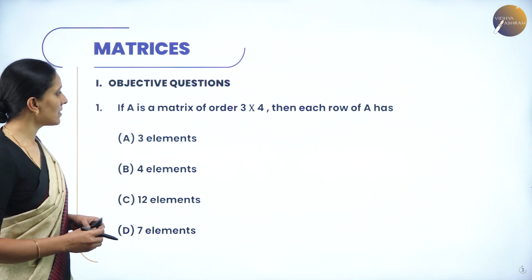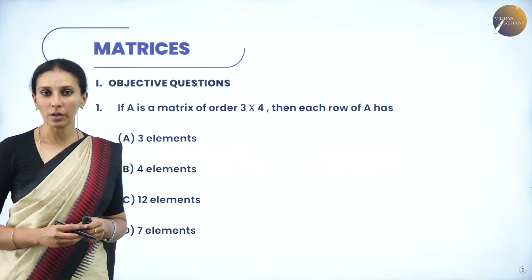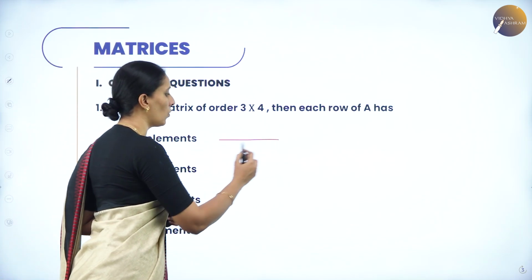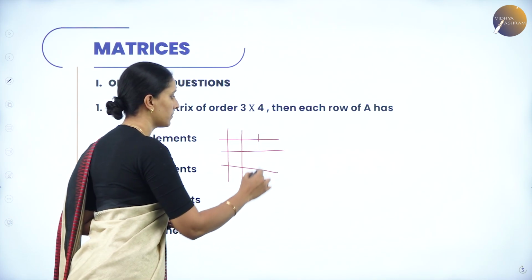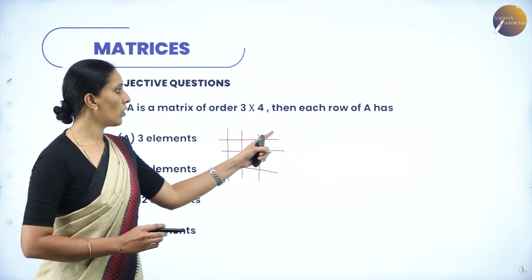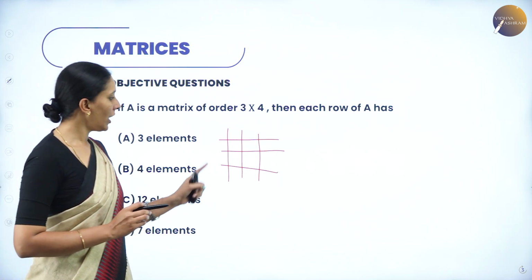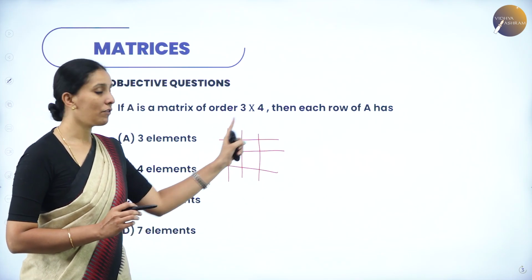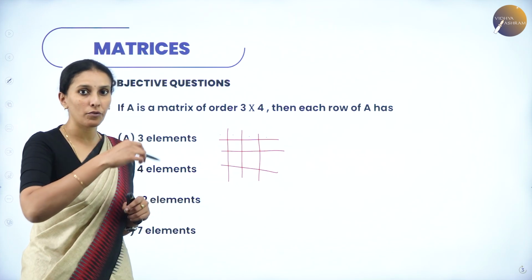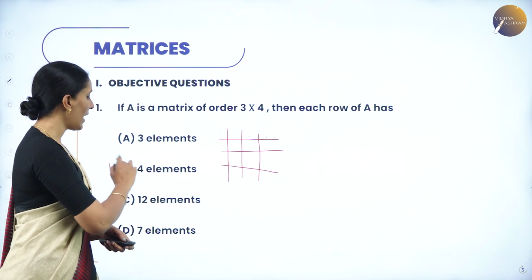First one, if A is a square matrix of order 3 cross 4, then each row of A has. Now, suppose A is a matrix of order 3 cross 4, so that means it has 3 rows and 4 columns. They are asking the number of elements each row contains, whether it is 3, 4, 12 or 7. Usually, total number of elements is 3 4s are 12. But here we can clearly say we have 1, 2, 3, 4 elements, because 4 columns means there should be 4 elements. Therefore, it contains 4 elements.